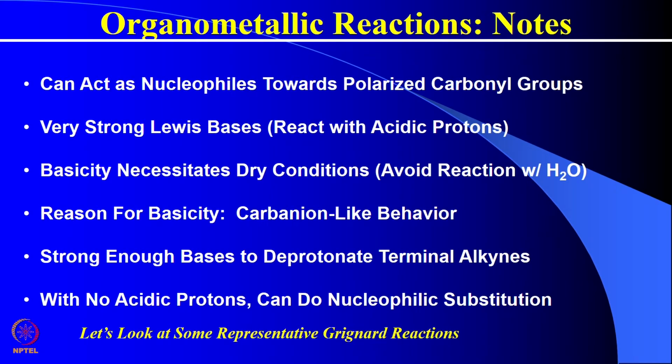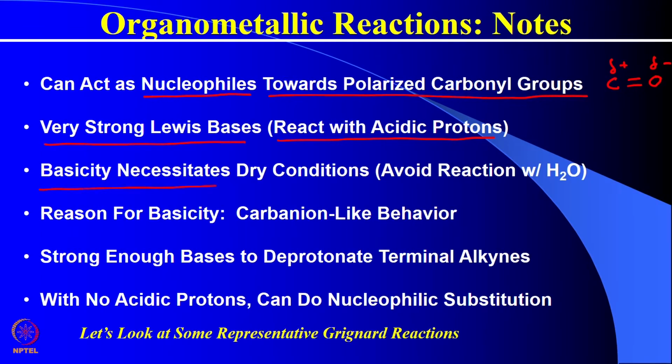So these organometallic reagents can act as nucleophiles towards polarized carbonyl groups, that means the C double bond O group, which is delta plus and delta minus, that is the polarized carbonyl group. They act as very strong Lewis bases. So they react with acidic protons. So they react with alcohol, they react with acid, they react with acetylene, where the acetylenic proton is acidic.